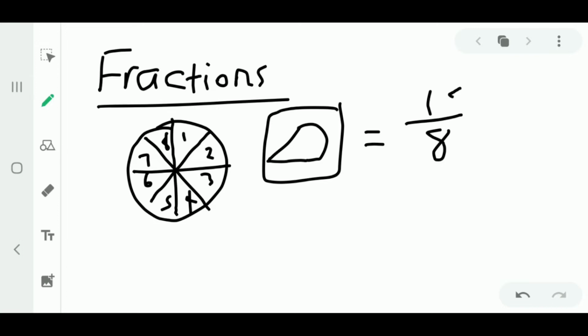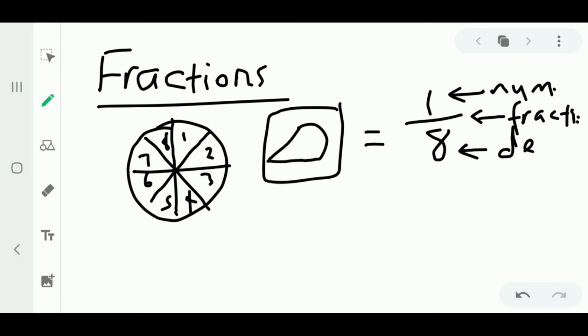So this top number here we call the numerator. This line here we call the fractional bar. And this right here we call the denominator. Right?